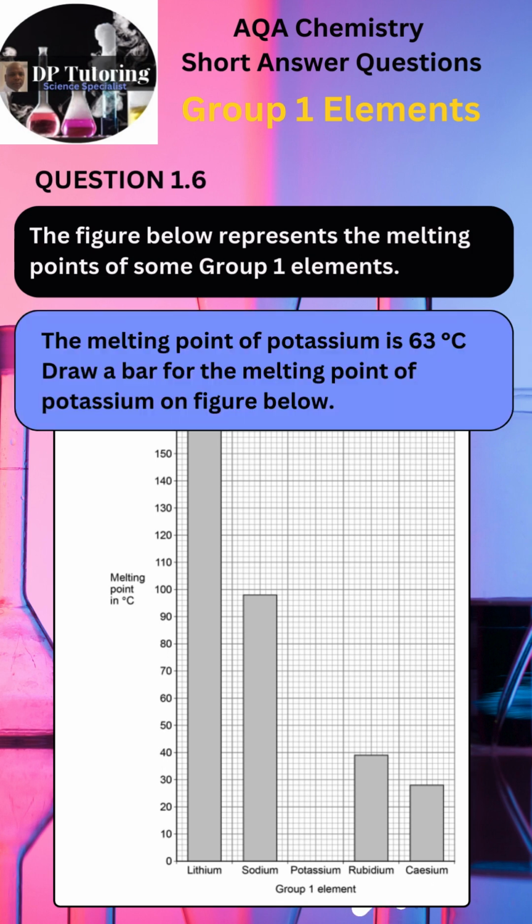Part 6 of the question asks you to draw the value for potassium. Most students ignore this type of question. Pay attention to similar questions in your examination and don't lose unnecessary marks.